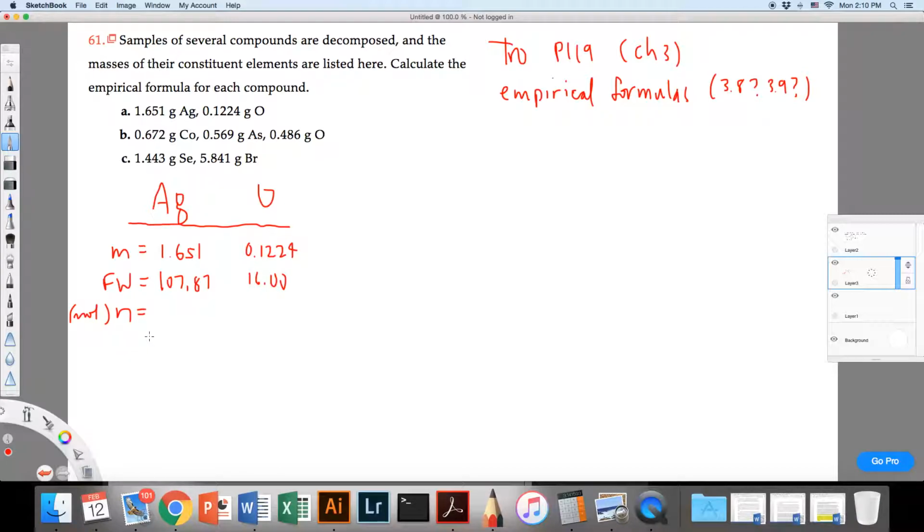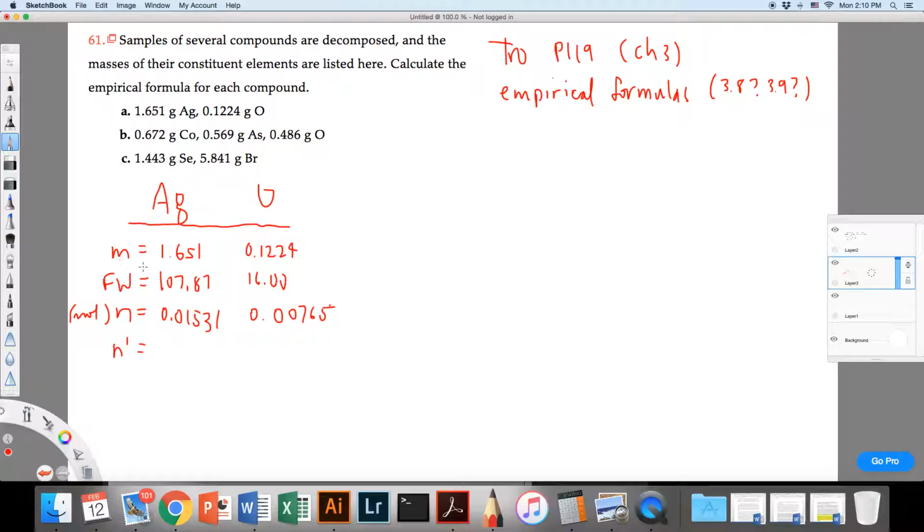So the moles then is 1.651 divided by 107.87 equals 0.01531 maybe. Okay. 0.1224 divided by 16 is equal to 0.00765.